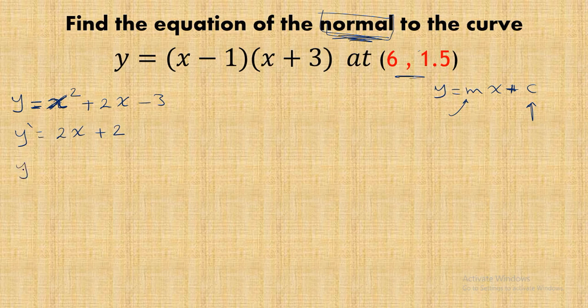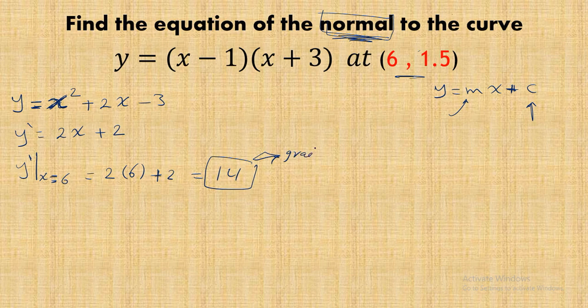As we did in the last question, we'll substitute in the first derivative by the point, but here we'll take only the value of x because here we have only one variable, which is x. X equals 6. So it will be 2 multiply 6 plus 2 equals 14. 14 here, gradient of tangent.